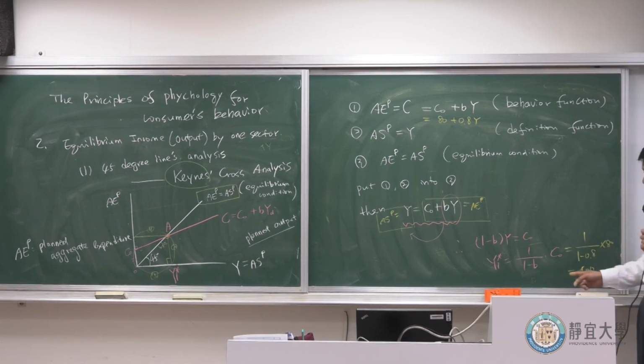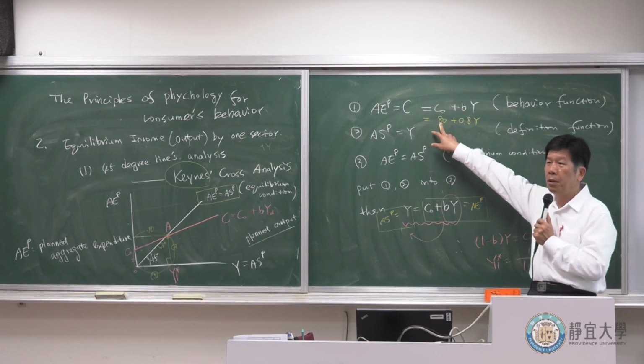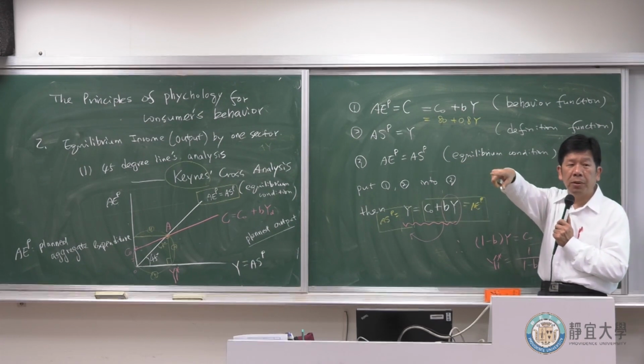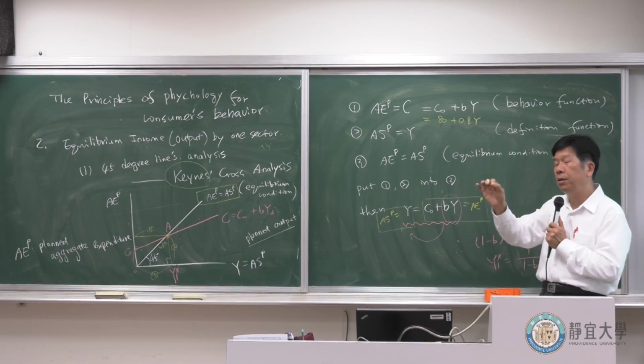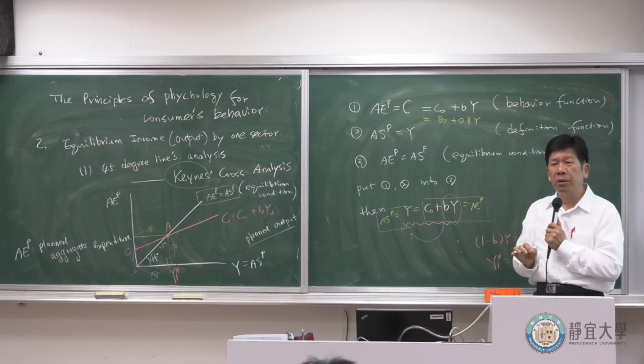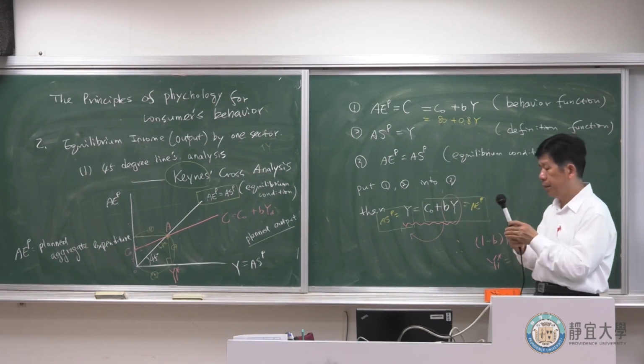You can check with the table I drew before: when Y equals 400, C equals 400. Did you check the table we drew before? Because we know the basic consumption is $80. The basic consumption, when the income equals 0, is C0 equal to $80.